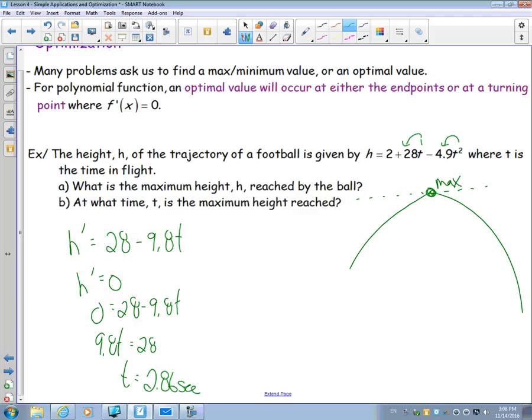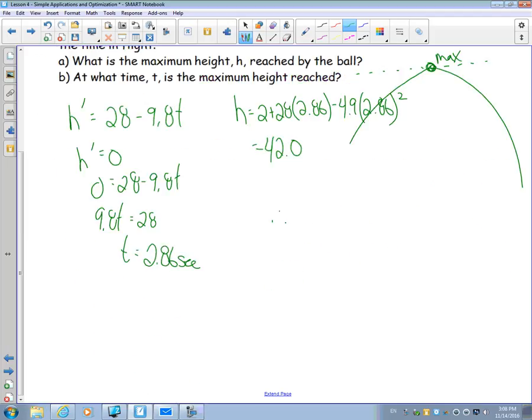What is the maximum? Well, that's what the original function's for, right? Finding out points. So we'll put a time in of 2.86 for all the t's. 2.86 squared over here. And if you punch that in your calculator the way it looks, you should end up with 42.0. Therefore, a max of 42.0 meters after or at 2.86 seconds.